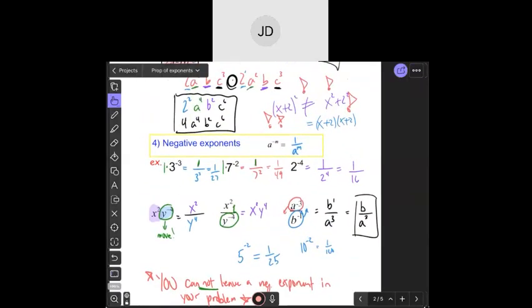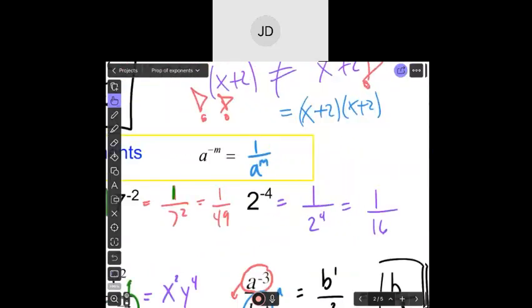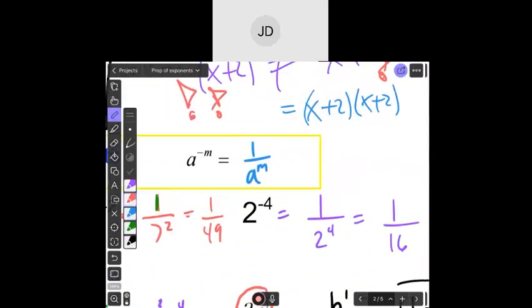Okay? So we need this here. There is a little caveat on this, that a cannot equal 0. Because if I said something like 0 to the negative 2 power, that would mean 1 over 0 squared, which would be 1 over 0. What happens when we divide by 0? What's 1 divided by 0?